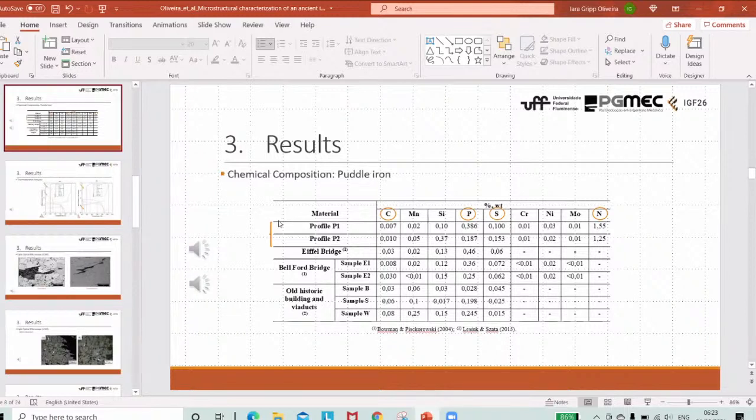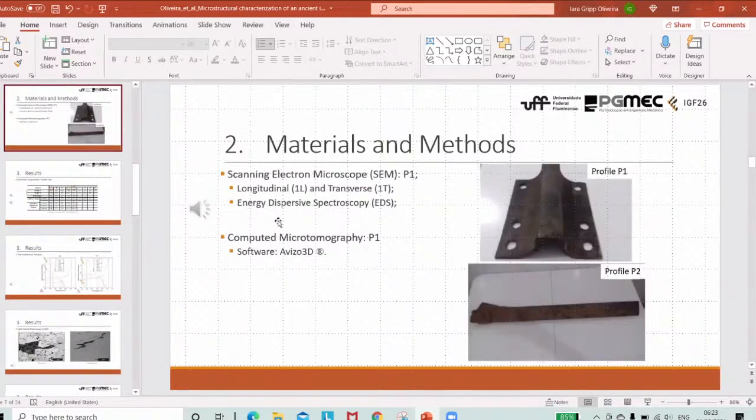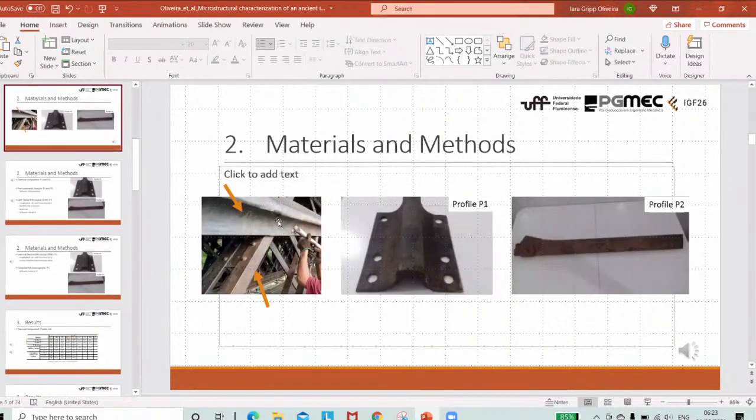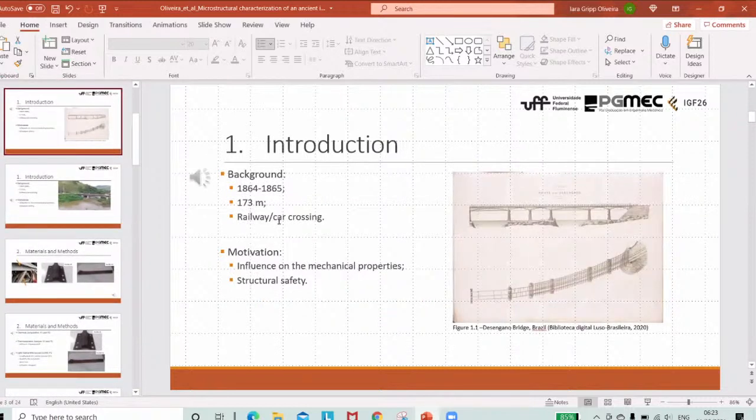This is a puddled iron, I understand. But where was the original ore mined? In Brazil? In which part of Brazil? The ferrous ores were obtained before? We don't have this information. The bridge is in the state of Rio de Janeiro, but we don't have the information of where it was manufactured, the origin of the material.